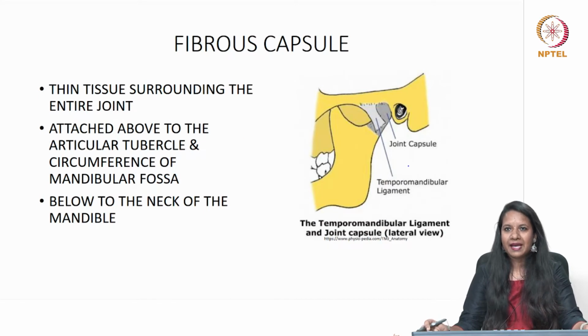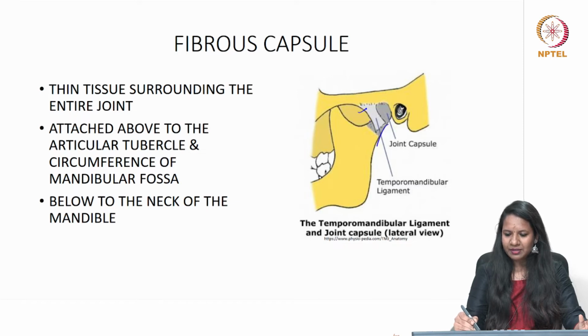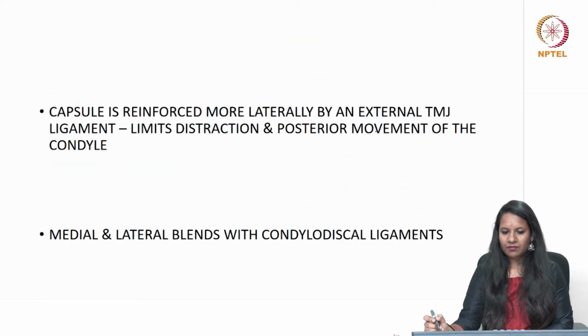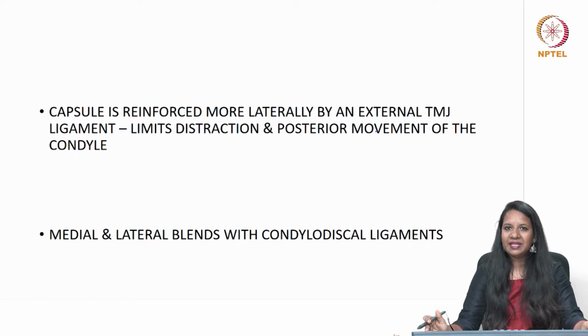Moving to the fibrous capsule, it is a thin tissue surrounding the entire joint. It is attached above to the articular tubercle and below to the neck of the mandible. This is considered to be the neck. So, it is attached below to the neck of the mandible, above to the articular tubercle and circumference of mandibular fossa. This capsule is reinforced more laterally by an external TMJ ligament, thus limiting distraction and posterior movement of the condyle. On the sideways, that is on the medial and lateral, it blends with condylodiscal ligament.